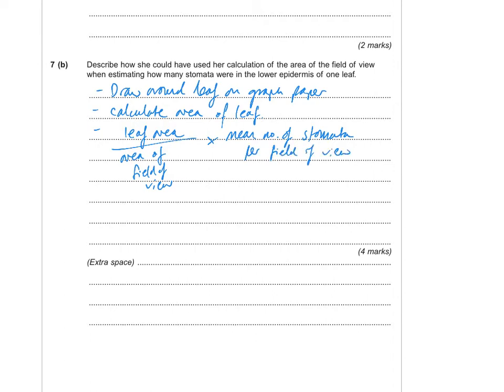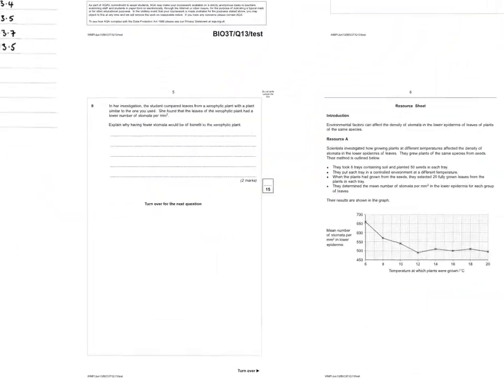So that there gets 3 marks because I've mentioned leaf area. I've divided it by the area of the field of view, like you do with a quadrat in a field and things like that, and then times it by the mean number, gets a mark. So the only extra mark that I need to say is how I work out the area of a leaf. You have to draw around irregular things on graph paper. Section A done, I think. Oh no, nearly section A done.